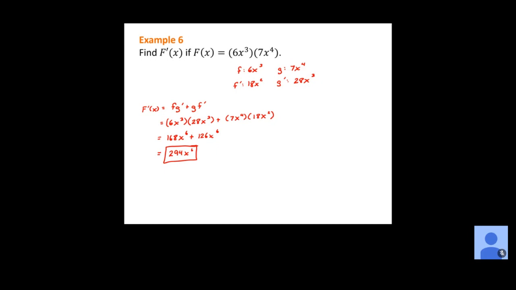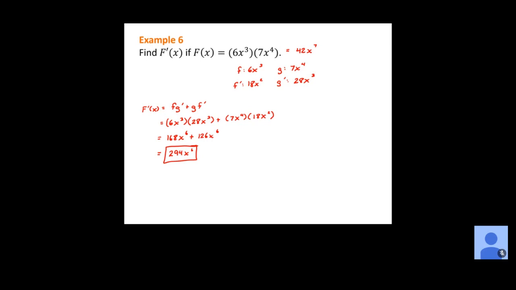Now, I want to show you on this one specifically, we could have actually simplified the original function first and then found our derivative, and you should get the same answer. Okay, so if we were to actually multiply these out, because we could, what would that give you for the original function? Right, 6 times 7 is 42. Add your exponents, that's x to the 7th.